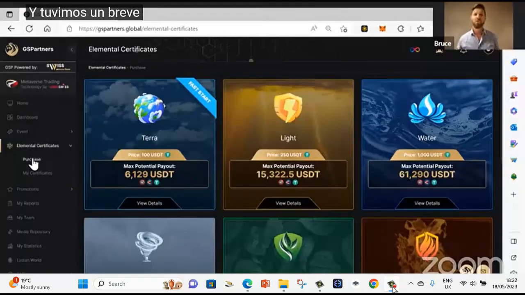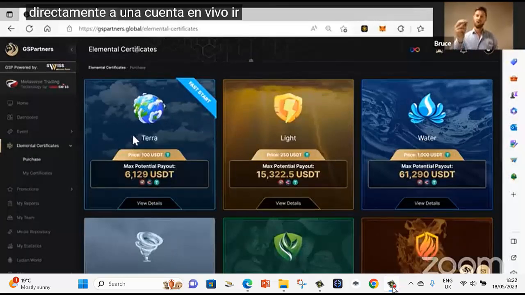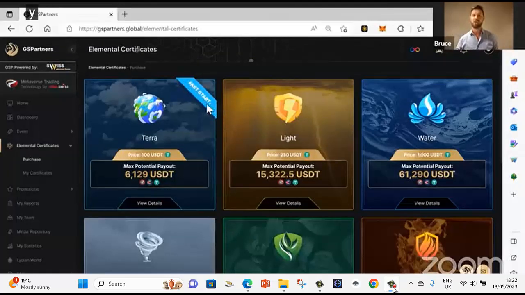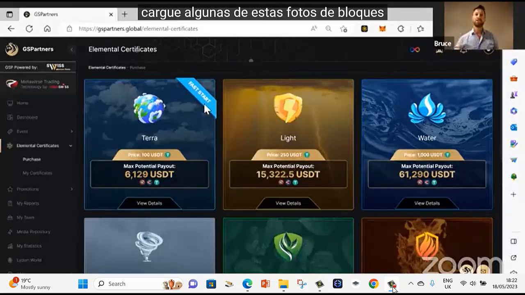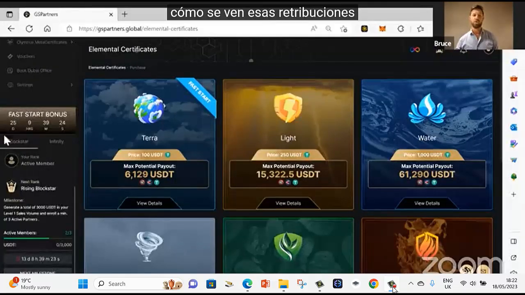Now it is worth noting that the Terra certificate, which is our lowest price certificate, is only available for what we call a fast start period. In other words, this is only available to someone who has paid 33 USDT and has started a promotion clock called the fast start clock.